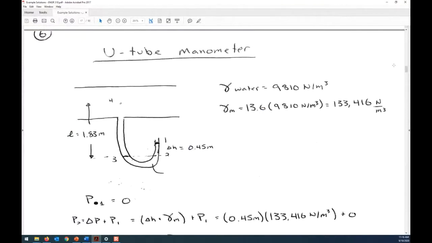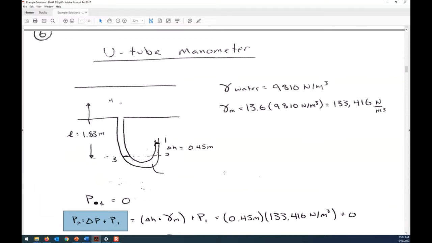All right, so here's our U-tube manometer, and you can see I've identified the dimensions and the locations. There's location one, where the pressure is zero. The first step is to apply the hydrostatic equation between one and two to find the pressure at location two. The pressure at two is the change in pressure plus the pressure at one.